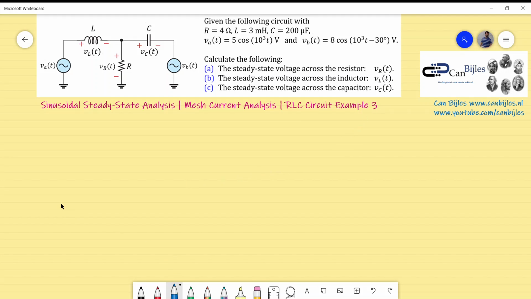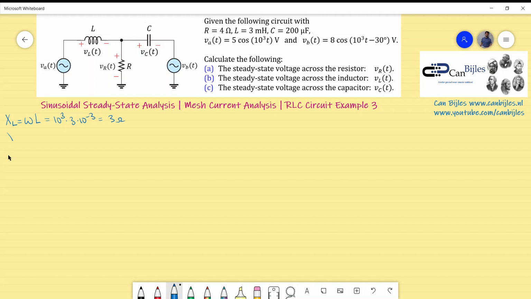Now before we start, we would like to convert everything into the frequency domain. So I would like to determine the reactance of the inductor, the reactance of the capacitor, and also represent the voltage sources VA and VB in frequency domain. I will start with that. XL, which is the reactance of the inductor, is omega times L, and with omega as 1000 times the 3 millihenries, this gives me 3 ohms.